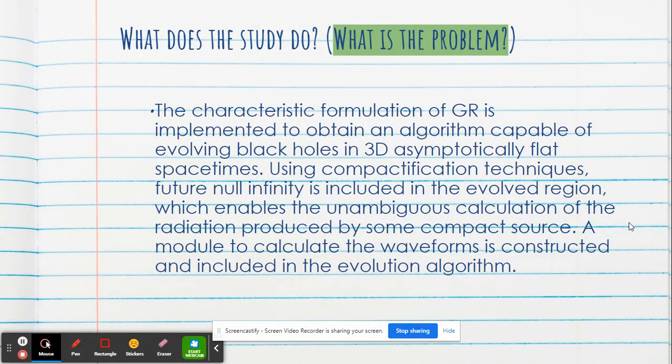In green, we have the what is the problem? What is the study doing? So it says the characteristic formulation of GR is implemented to obtain an algorithm capable of evolving black holes in 3D asymptotically flat spacetimes. Using compactification techniques, future null infinity is included in the evolved region, which enables the unambiguous calculation of the radiation produced by some compact source. The module to calculate the waveforms is constructed and included in the evolution algorithm. Man, that is a mouthful.